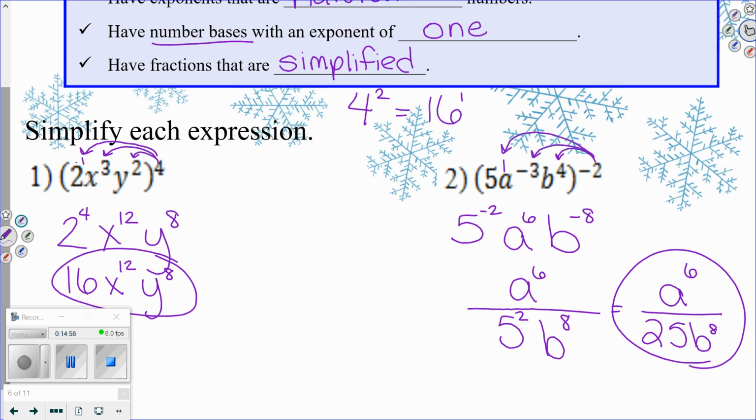Questions so far? That was your negative exponent property right there. You flip the base over the fraction bar and it makes the exponent positive.